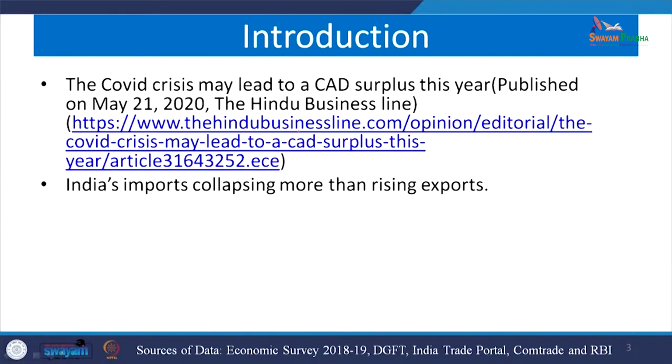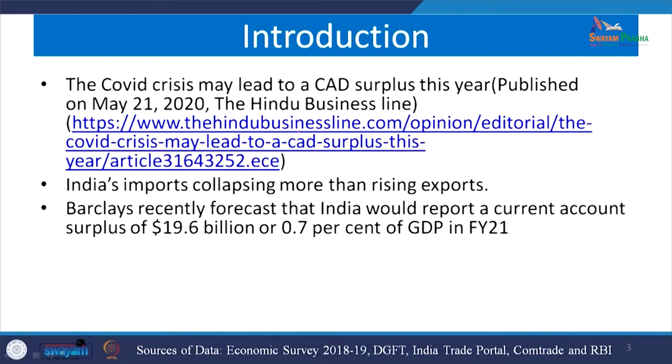I simply wanted to mention that the author postulates possible positive aspects of India's balance of payment, and mentions very clearly that India's imports are going to collapse more than its exports, because India used to be dependent on many developed countries in terms of imports. Especially the re-exporting section is also very badly hit. Even the newspaper cited Barclays' forecast that India would report a current account surplus of 19.6 billion US dollars, or 0.7% of GDP, in the financial year 2021.